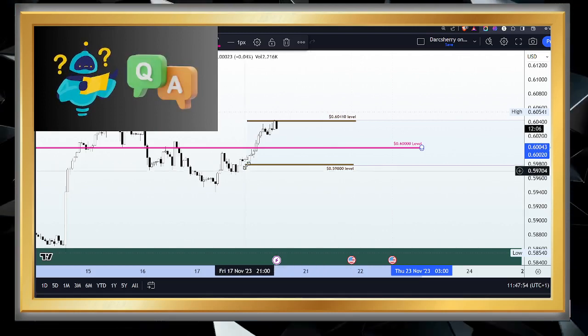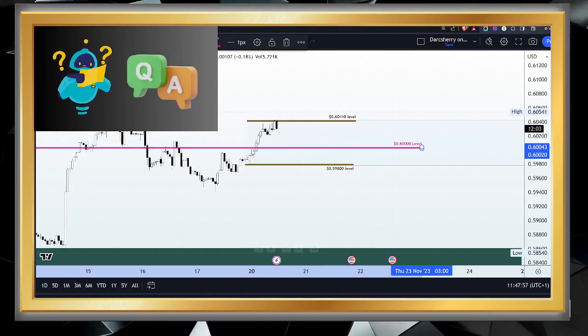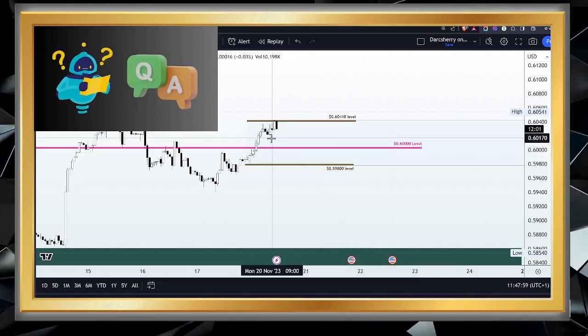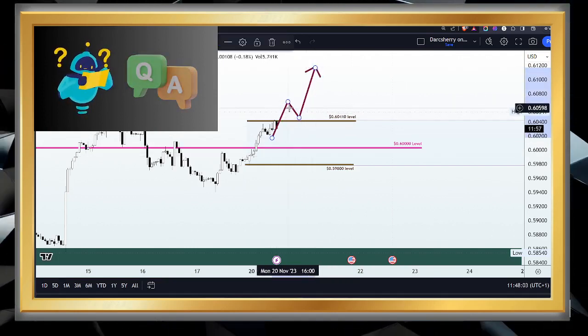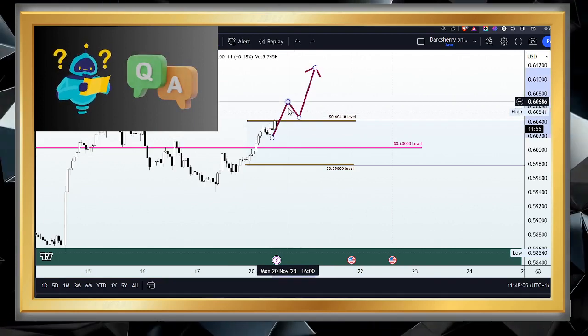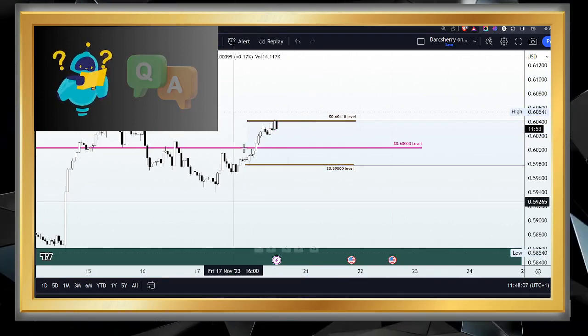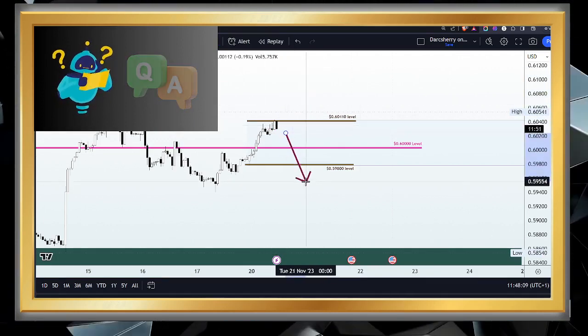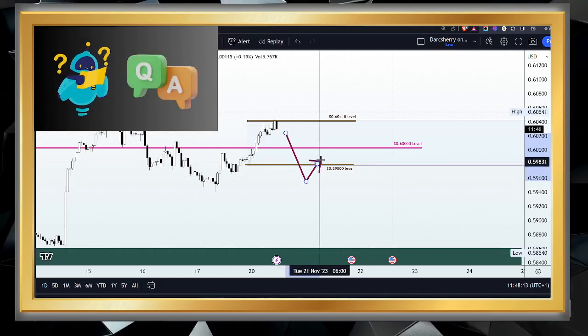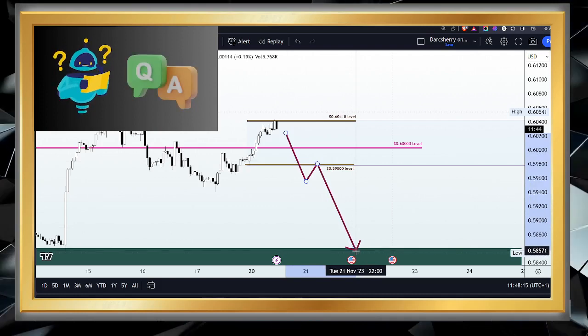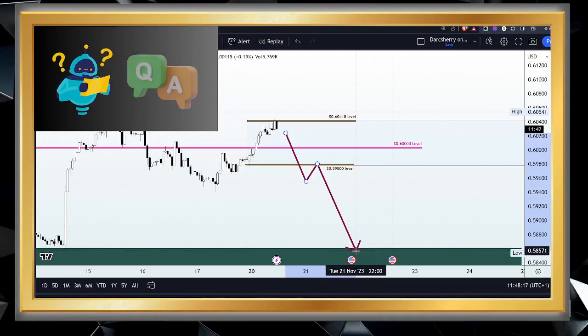Now, if you had missed out on this bullish move, well, I want to see price take out the resistance line here to give me opportunities to buy New Zealand USD. However, if price action breaks down the support line at 0.5980, we could be looking at a short-term downtrend back into that demand zone we identified on the higher time frame.